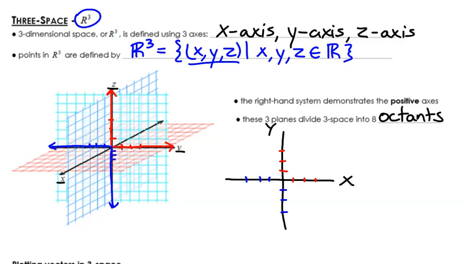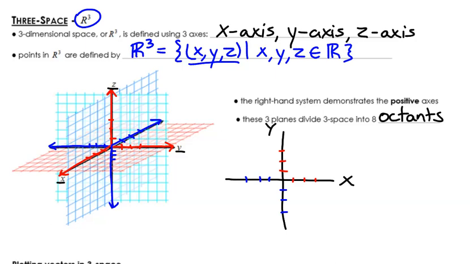Now the x, which is the new one, is going to look like it comes out of the paper, and that is your positive branch. So positive 1, positive 2, and positive 3. The negative goes into the paper, negative 1, negative 2, negative 3. Now you can see all of your positive branches and all the negative branches of your axes.